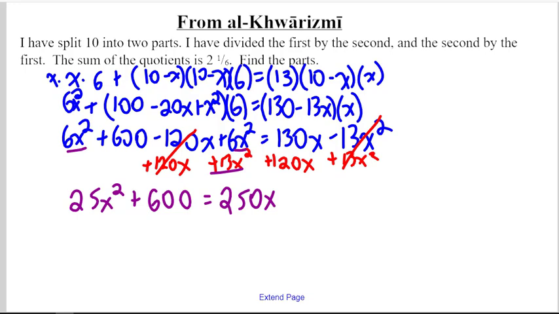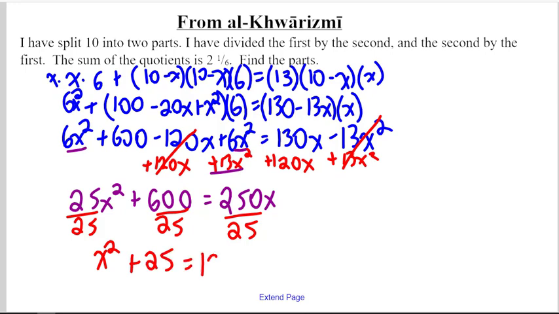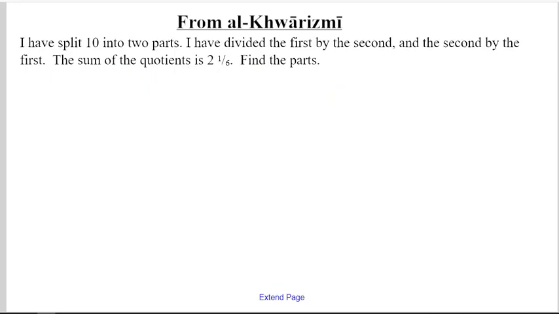But I think about al-Khwārizmī, he always made the coefficient of x squared be 1. So I'm going to divide all my terms by 25 so that I can get it into the necessary format. So I've got x squared plus 24 equals 10x. Now I'm going to use that form, x squared plus 24 equals 10x, and look at the al-Khwārizmī statements.